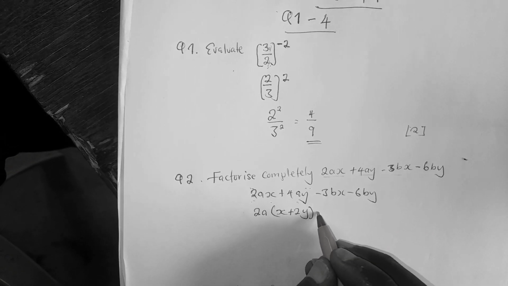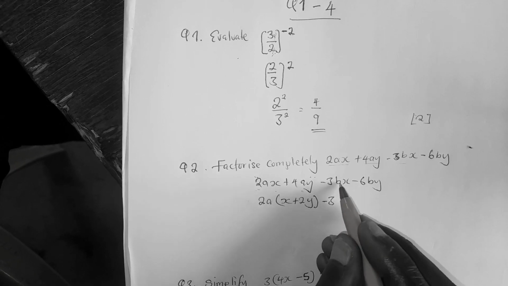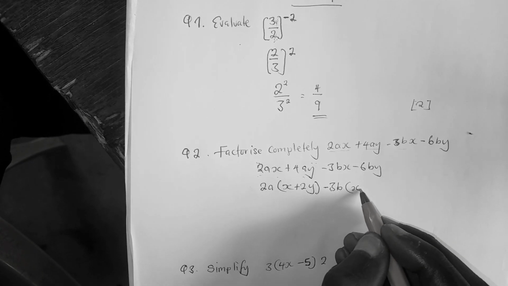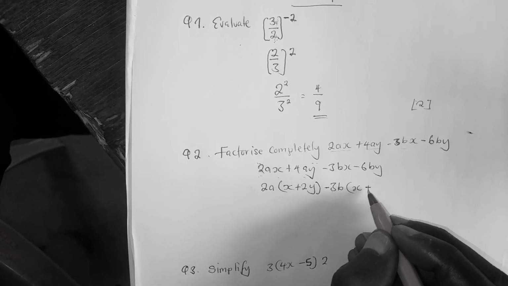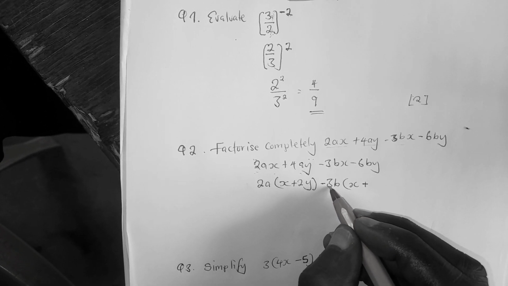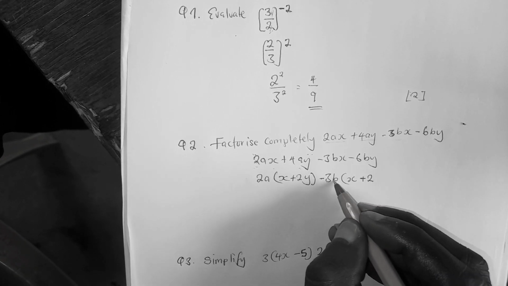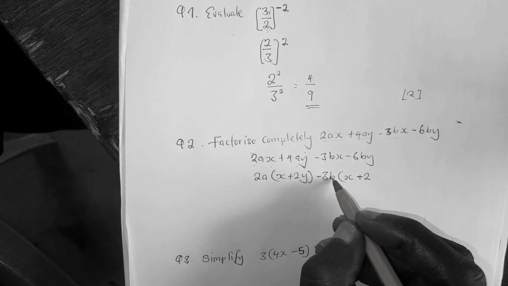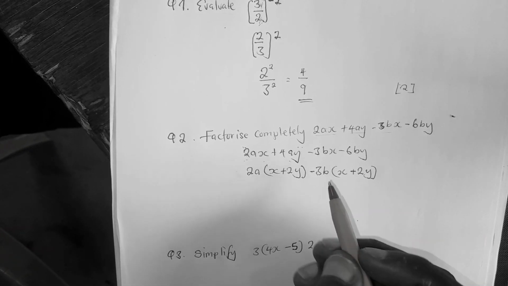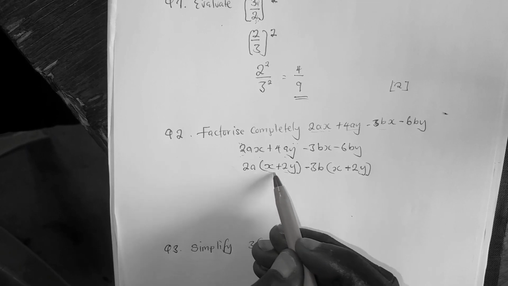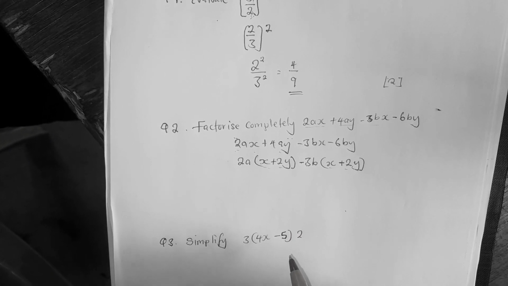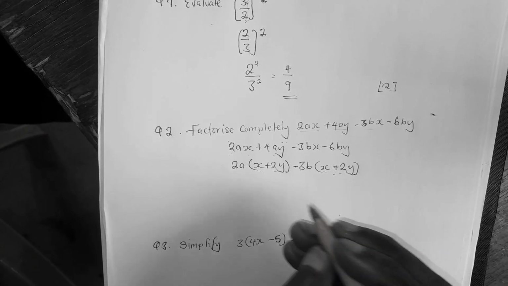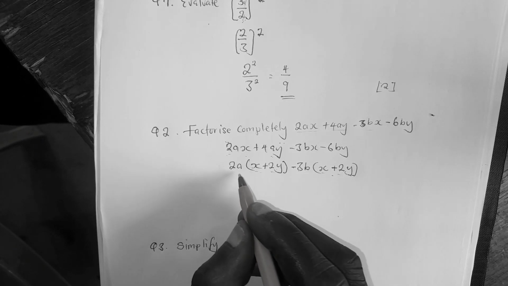Then here, what is common is negative 3b. Negative 3b into negative 3bx, we remain with x. Negative divided by negative is positive. Then 3 into 6 is 2. The b's cancel, and we remain with y. Now you can check before you continue. Inside the brackets you need to have the same expression. We have x plus 2y here and x plus 2y there, which tells us that we are doing the right thing.